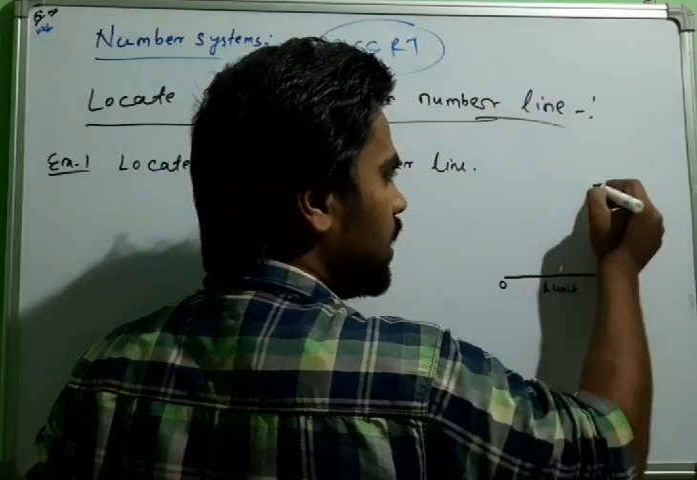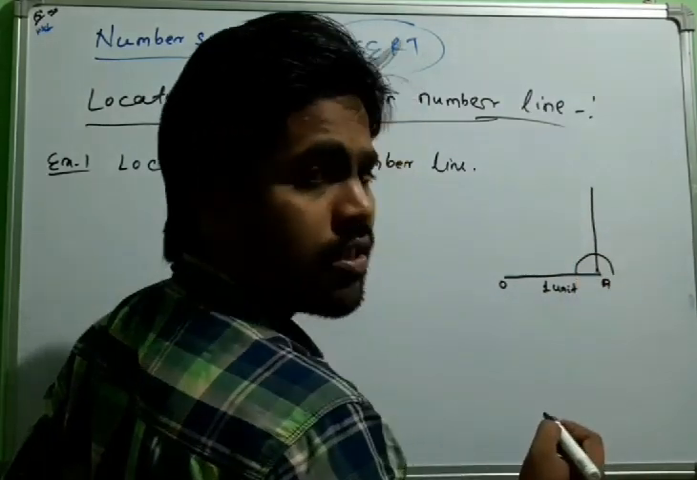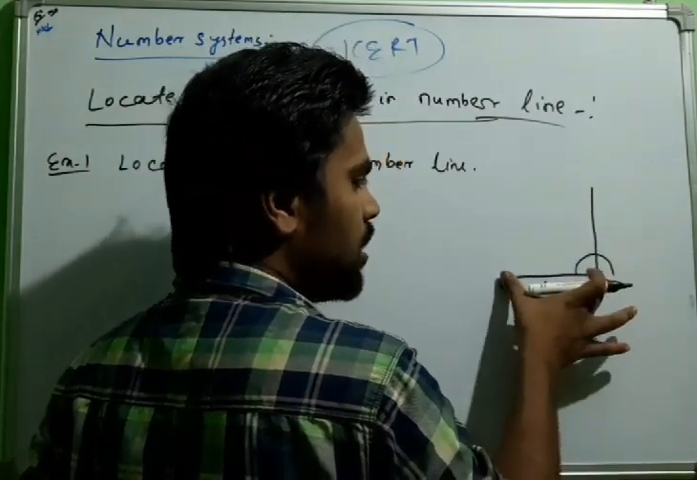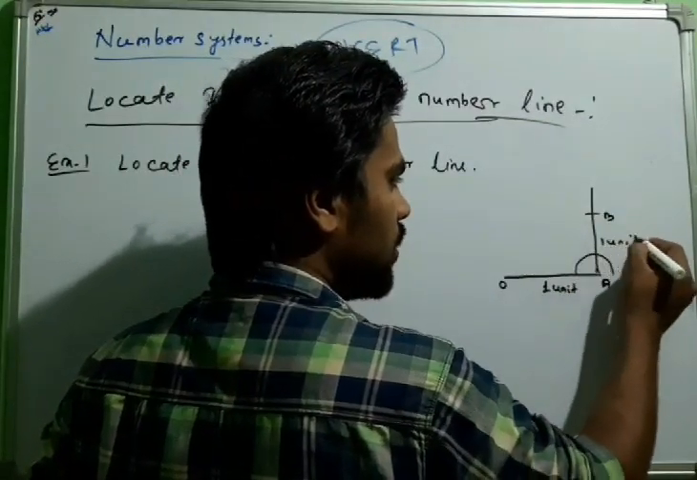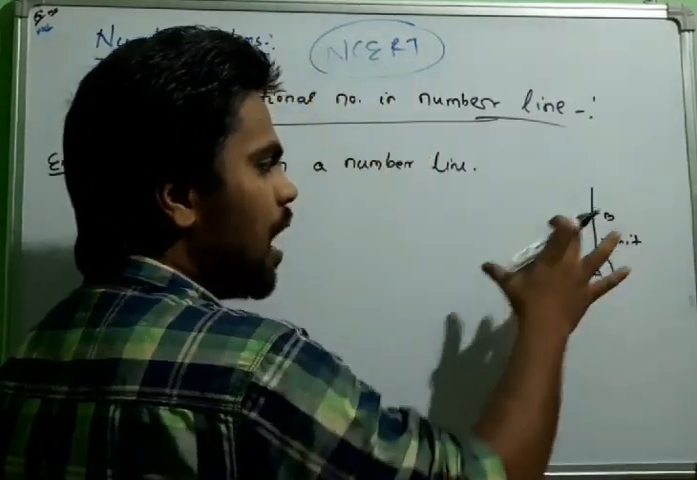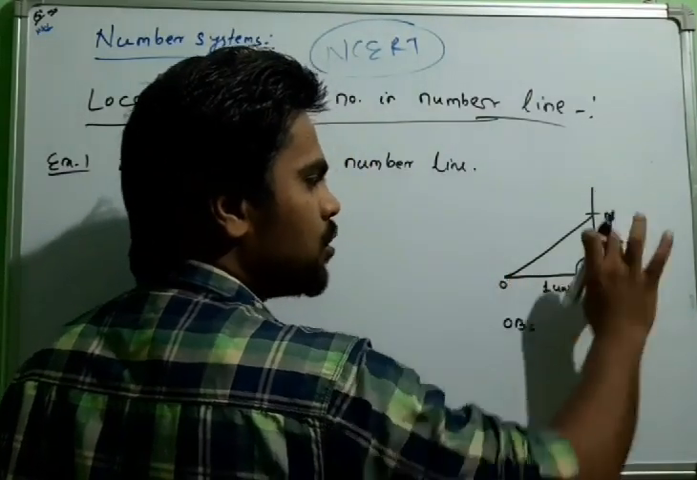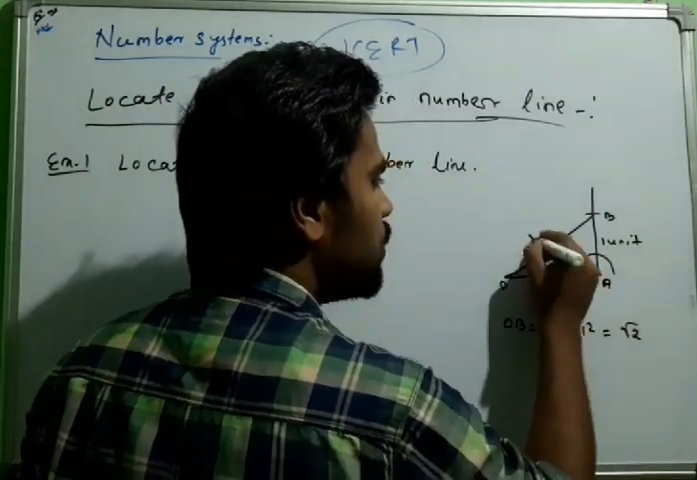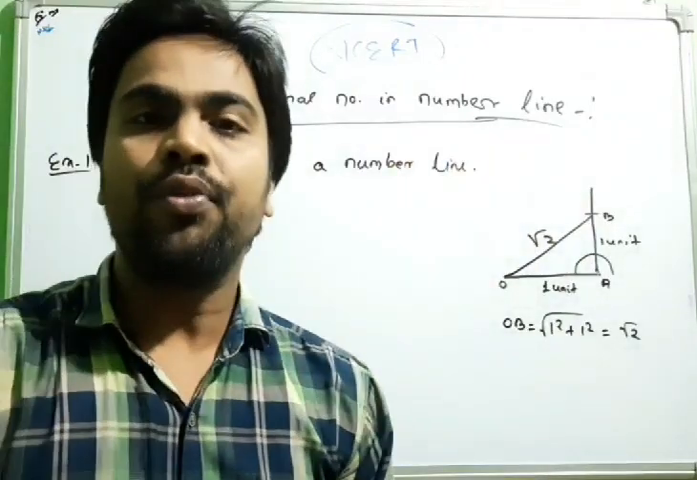I'll make a 90 degree angle here with the help of a compass or protractor, and I'll measure 1 unit and mark here 1 unit. This is AB. This is also 1 unit. So now I'll join the line OB. How much will you get for OB? This is the Pythagoras theorem: 1 square plus 1 square. How much? Root 2. This value is root 2. So this concept you have to use on the number line.